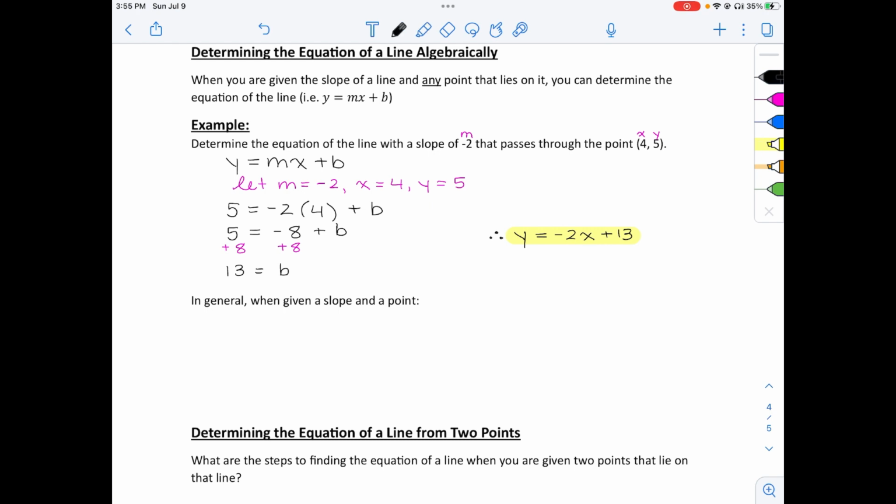So, just the general steps here. When you're given a slope and a point, you are going to sub in m, x, and y into your equation, y equals mx plus b, and then you are just simplifying and isolating for b.